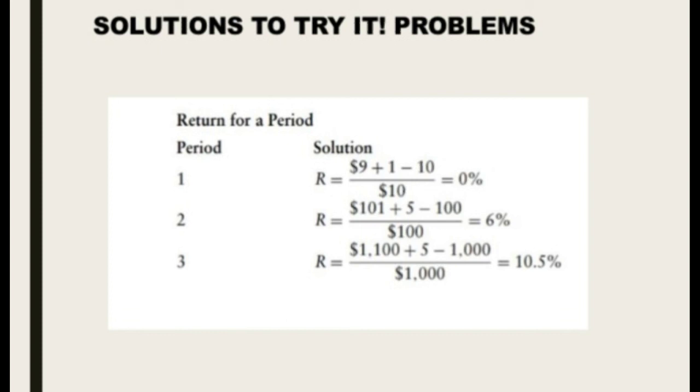Solutions to the problems. The return in period 1, R equals ($9 plus 1 minus 10) over $10, equals 0%. In period 2, R equals ($101 plus 5 minus 100) over $100, equals 6%. And in period 3, R equals ($1,100 plus 5 minus 1,000) over $1,000, equals 10.5%.